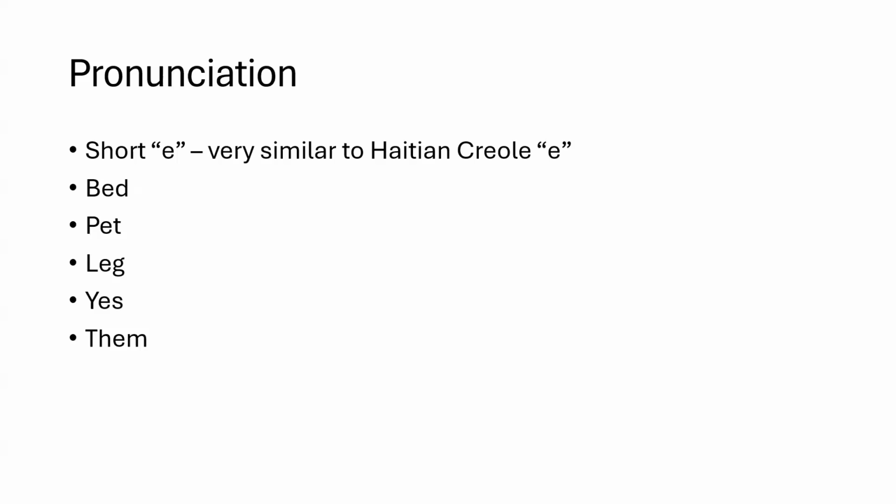So I go through the short sounds first so that you are familiar with them, and then I add the more difficult sounds. The short E is very similar to the Haitian Creole E. So it's bed, pet, leg, yes, and them. It's an easy sound to make, in my opinion, so there's not much practice there, but I wanted you to see it.